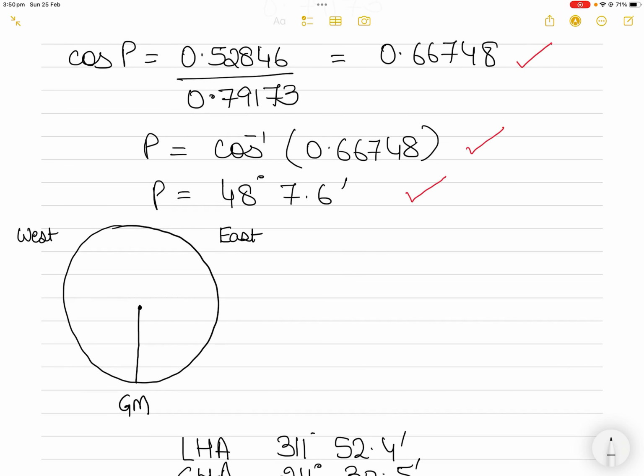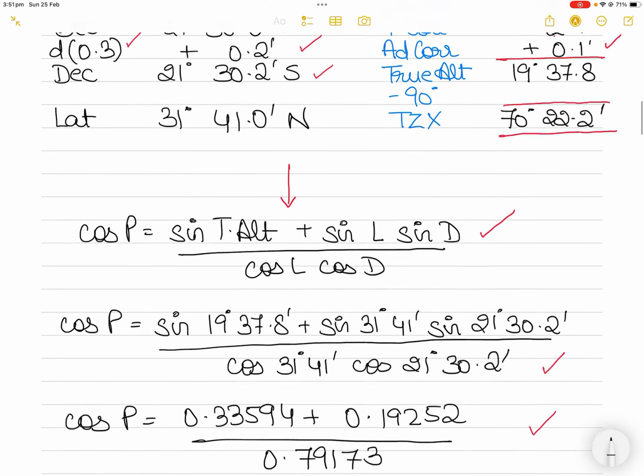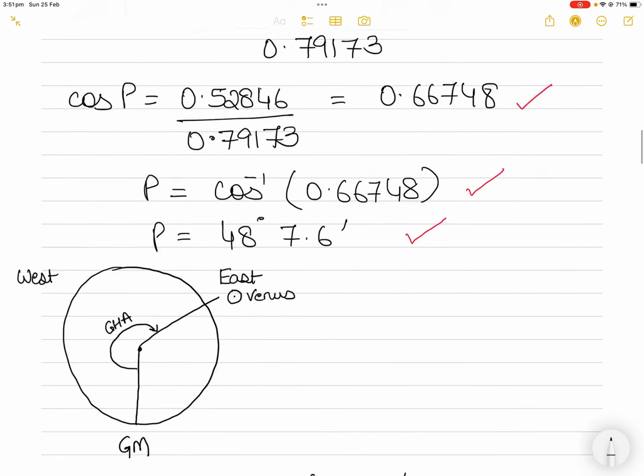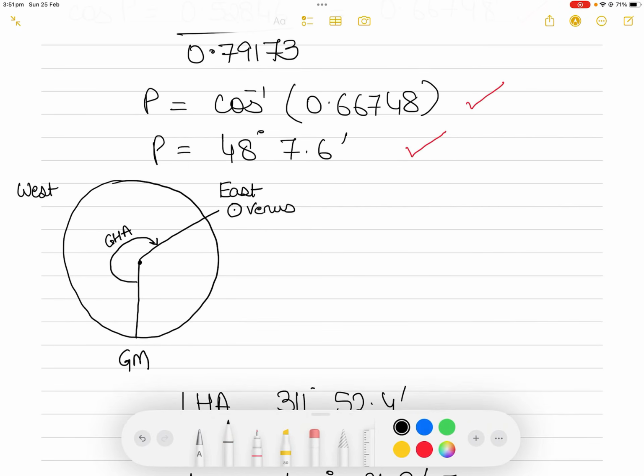I will use a black pen first. Go westward and measure out 211 degrees. Again, you don't have to do it to scale. This is the way I have done it, and I will call this Venus. This is 211 degrees GHA measured westward from the celestial Greenwich meridian. What was the exact value? 211 degrees 30.5 minutes.